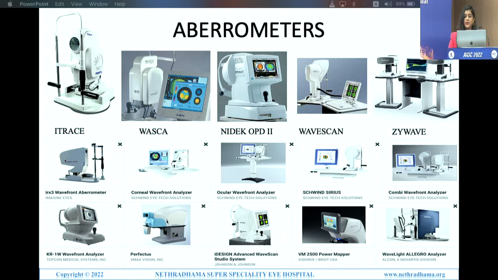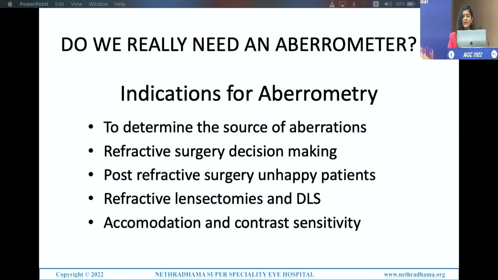Now in the market we have a lot of commercially available aberrometers, and the question is, do we really need an aberrometer in our refractive practice? A few indications for aberrometry are to determine the source of aberrations. Is the cornea aberrating the image more, or is the internal optics aberrating the image more? Decision making in both refractive surgery and cataract surgery is greatly aided by aberrometry. Post-refractive surgery, unhappy patients, to assess why they're unhappy, where the distortion of the image is actually coming from, we need an aberrometer. Of course, for DLS and refractive lensectomy, accommodation and contrast sensitivity, it's also useful.